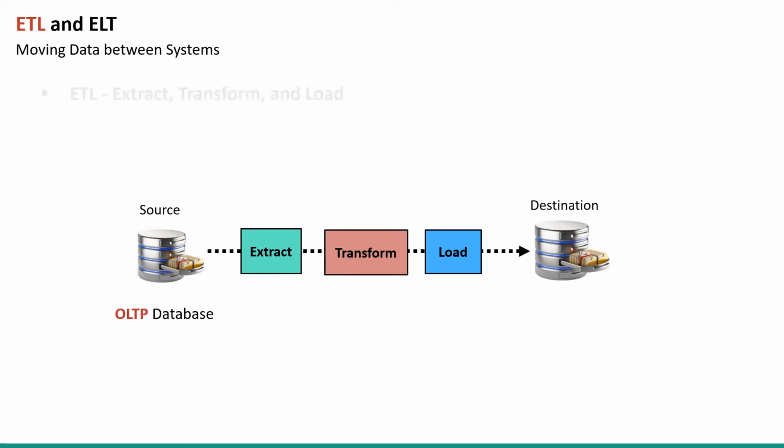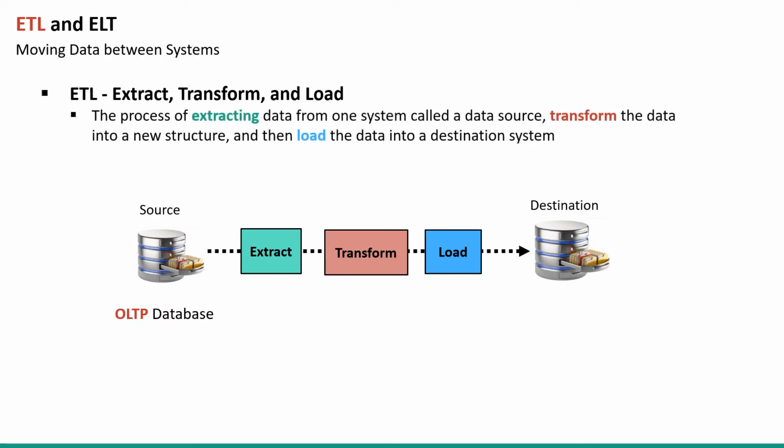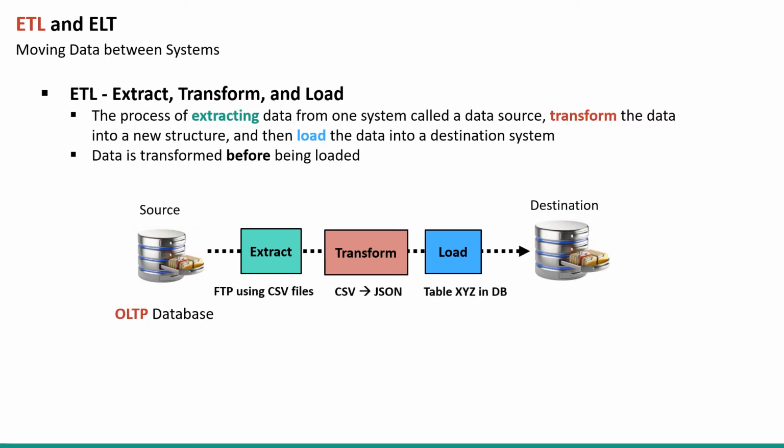Okay, starting with ETL. ETL stands for extract, transform, and load. It is the procedure or process of extracting data from one system called the data source, transforming the data into a new structure, and then loading the data into a destination system like a database. It is important to remember that some level of transformation is applied to the data before it is loaded into the target system.